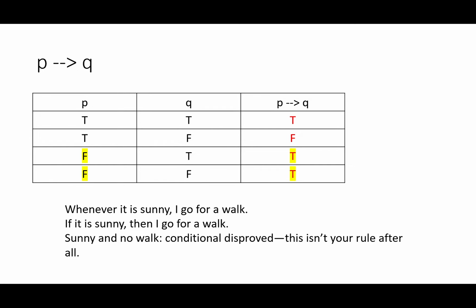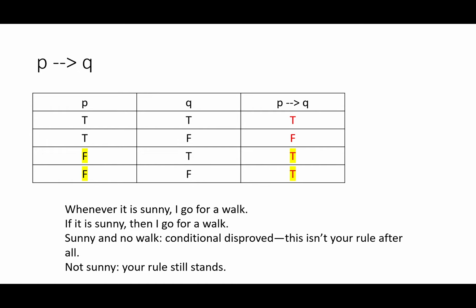And let's think about what happens if it's sunny and no walk. I decide one day, you know what, I'm just going to stay home even though it's sunny. Well, this disproves my conditional. It turns out it's not a logical rule that I go for a walk every time it's sunny. It turns out I make exceptions. So it's not much of a logical rule.